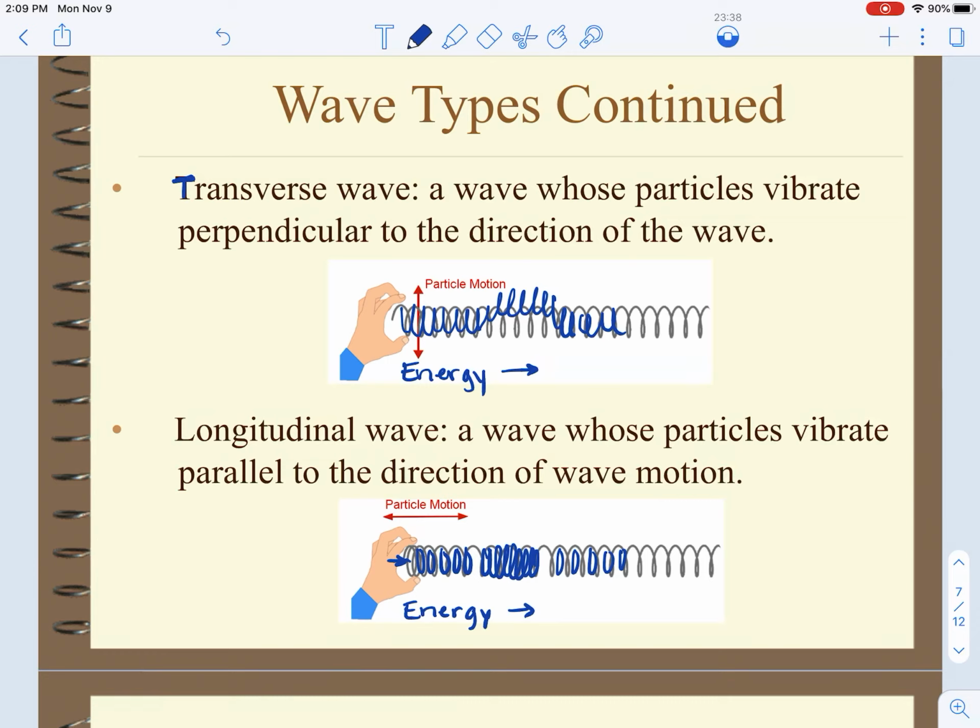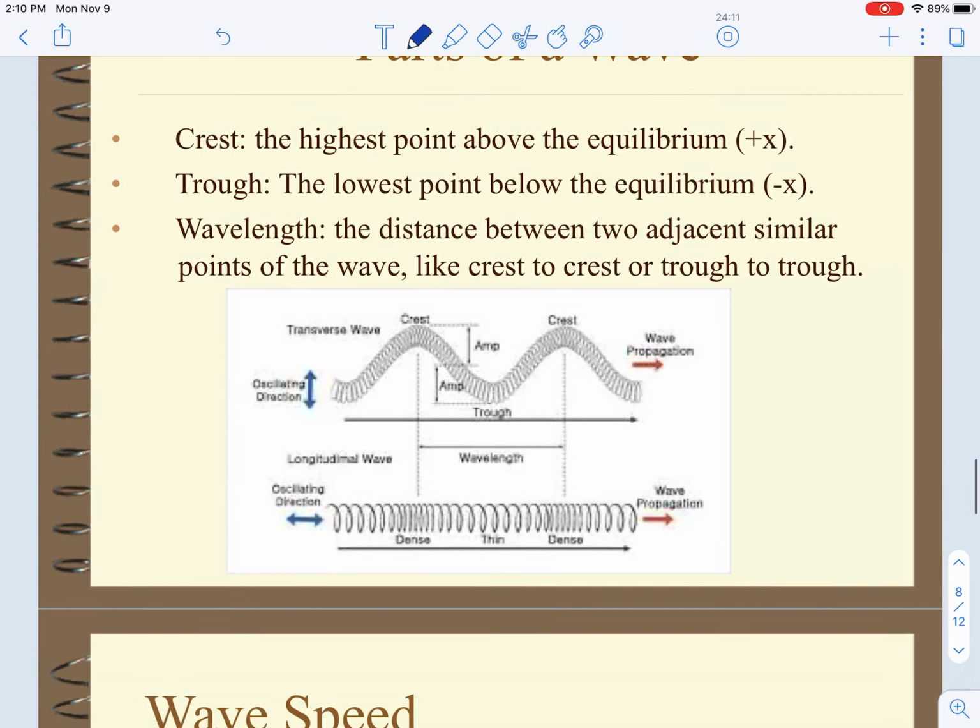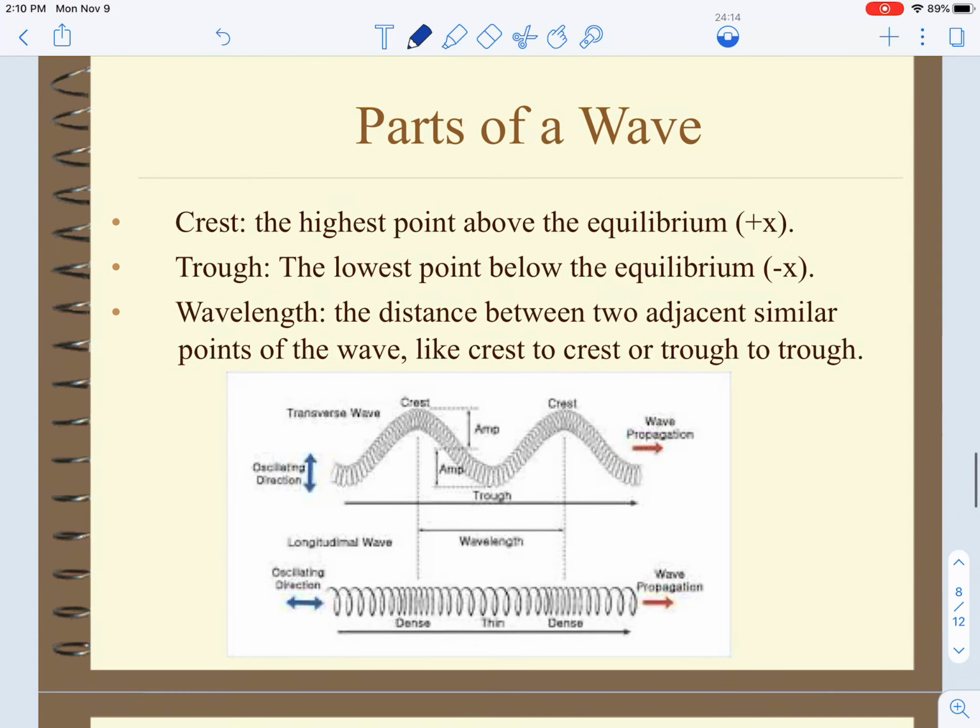So a transverse wave, transverse with a capital T, has the particles vibrate perpendicular. There's our symbol for perpendicular to the direction of the wave. So the particles are oscillating up and down, whereas the energy is moving horizontally. Longitudinal wave, a wave whose particles vibrate parallel. So the direction of the motion and the direction of the energy are parallel lines to each other. So parallel for our longitudinal. Okay, so there's our L's for parallel and our L's for longitudinal.